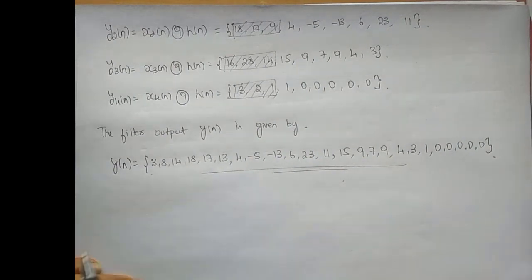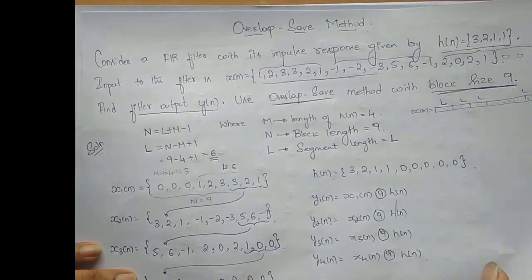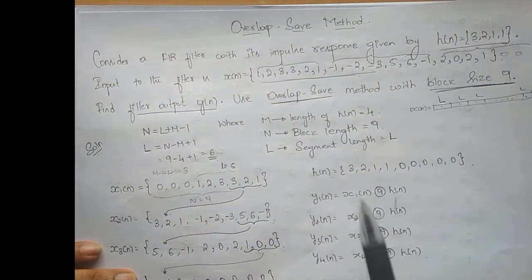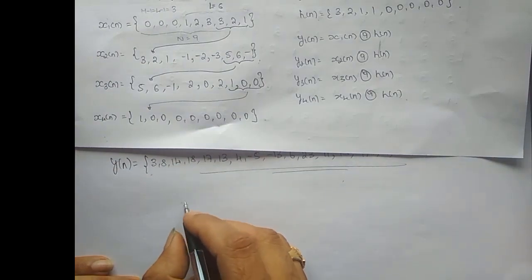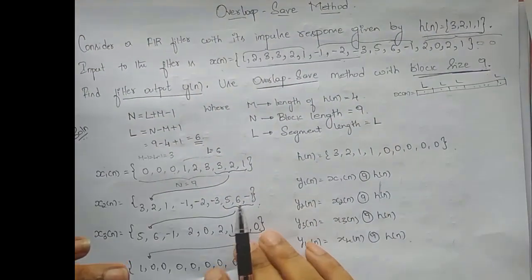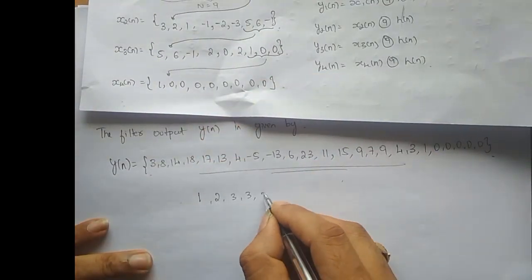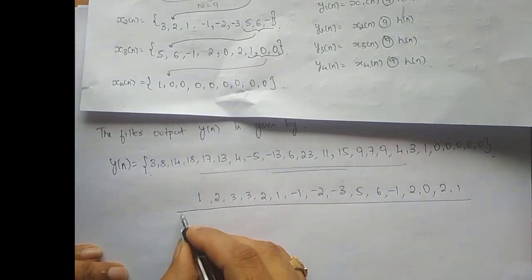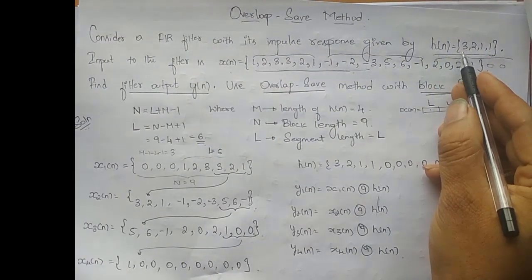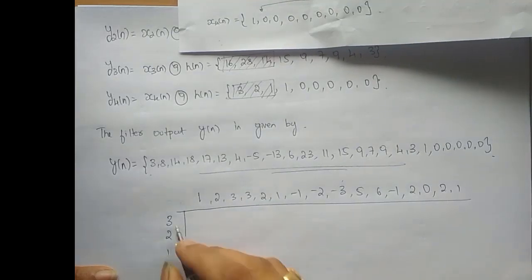So you can cross check your answer by performing linear convolution of these two sequences, x of n and h of n. So how do I perform linear convolution of these two sequences in a shortcut method? One of the sequences I have to keep in a row or in a column. So I'll keep this x of n in a row. So the x of n sequence is 1, 2, and the other sequence, the impulse response h of n, I'll keep in a column: 3, 2, 1, 1. Now I have to perform multiplication of these individual samples with the input sequence.